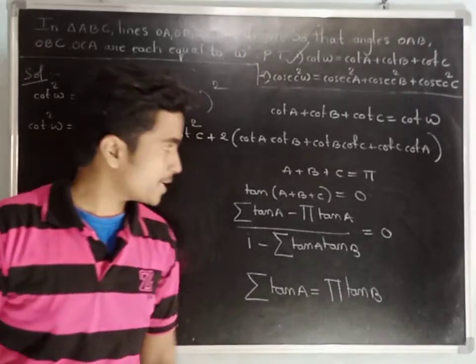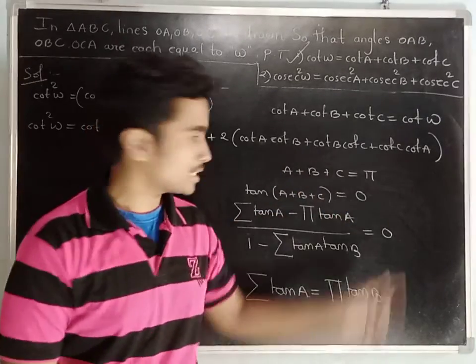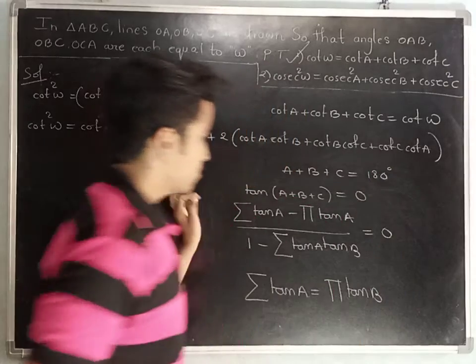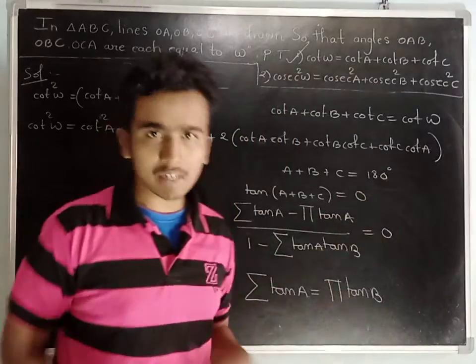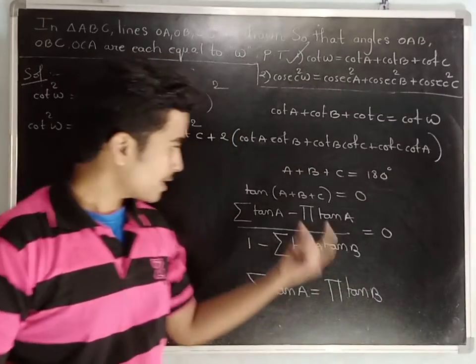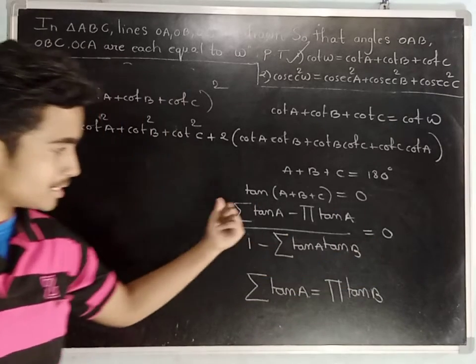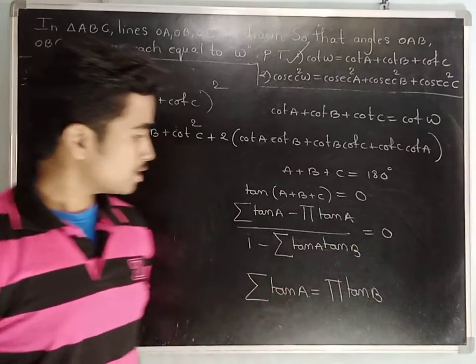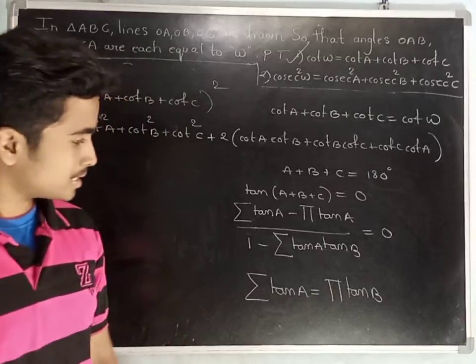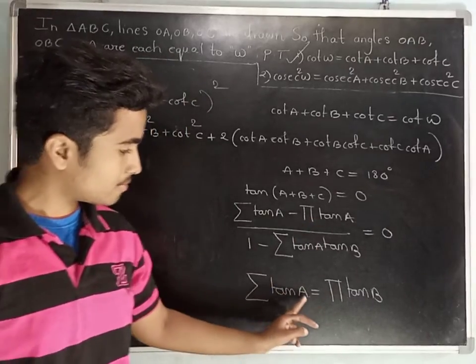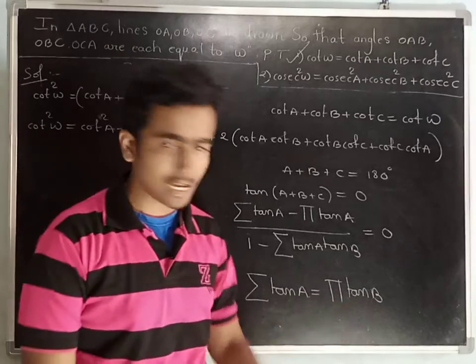Sigma tan A is equal to pi tan B. A plus B plus C is nothing but pi. Pi is nothing but 180 degrees. When I apply tan on both sides, tan 180 is nothing but 0. When I apply the formula for tan of A plus B plus C, the result is going to be this, right? As it is equal to 0, the denominator goes this side and the numerator, on further simplifying sigma tan, we will get sigma tan A is equal to pi tan B.